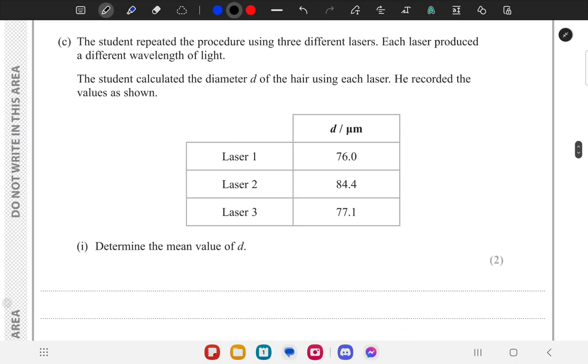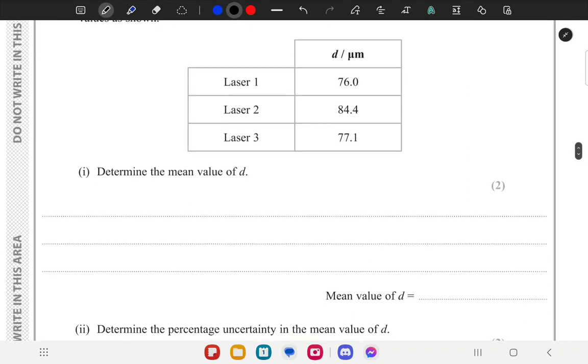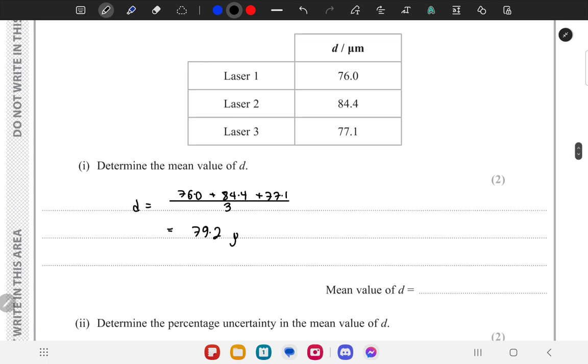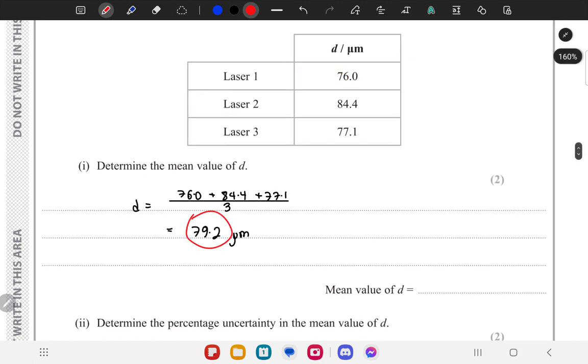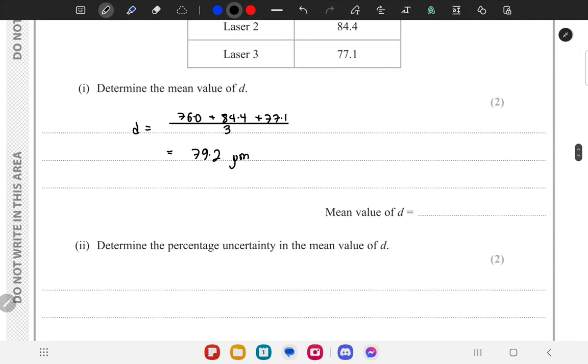Now on to part C1, we have to find the mean value of D. So the mean would be 76.0 plus 84.4 plus 77.1 by 3. So we'll get 79.2 micrometer. Since all of these values are given in 3SF or 1 decimal place, we'll also give this value in 1 decimal place or 3SF.